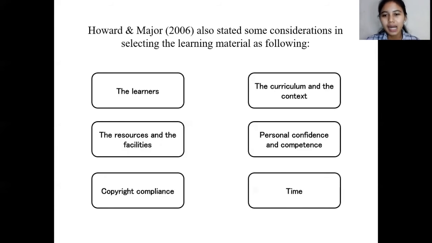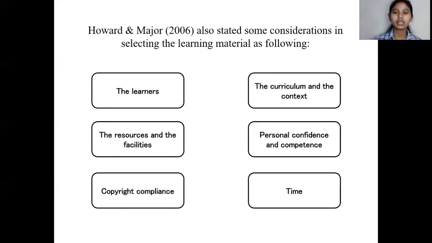The last one is time. Time management is also very important, because it can help us to manage the material very well when we give explanations and when we give activities related to the material. So we do not waste too much time during the learning process, and we just focus on the topic or the material itself.